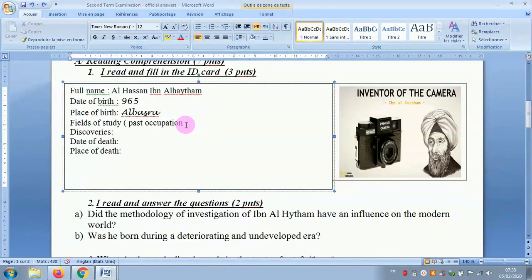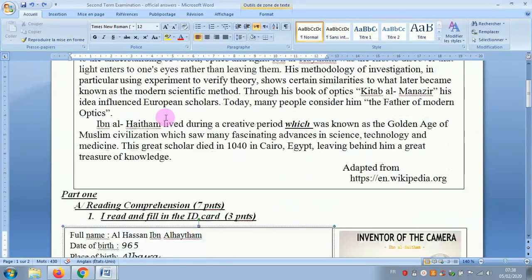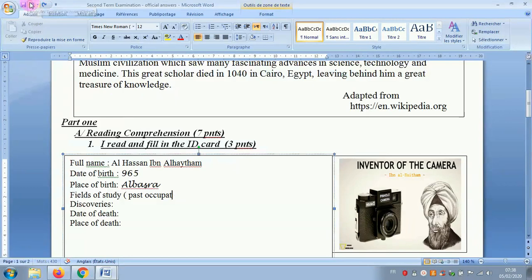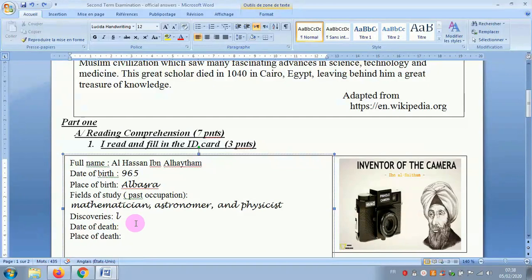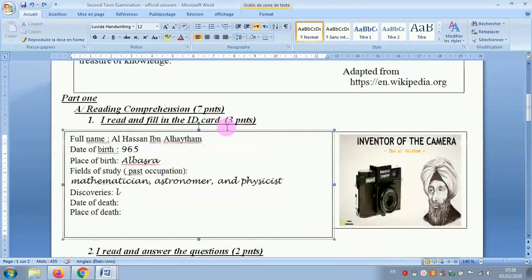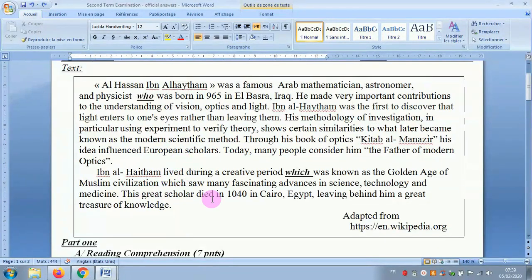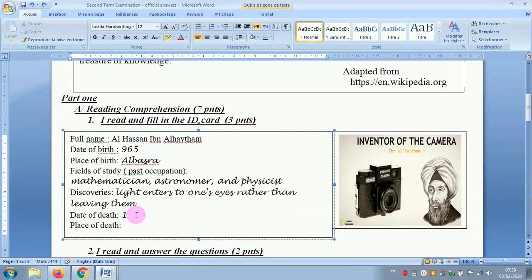Fields of study ولا the past occupation. What did he use to work? وش كان يعمل. A famous Arab mathematician, astronomer and physicist. Discoveries يعني what did he discover. نلقاوها he discovered. نحوسوا على he discovered what. So Ibn al-Haytham was the first to discover that light enters one's eyes rather than leaving them. Date of death هي سنة الوفاة. He died in 1040.